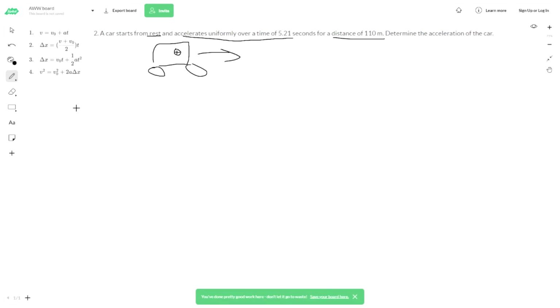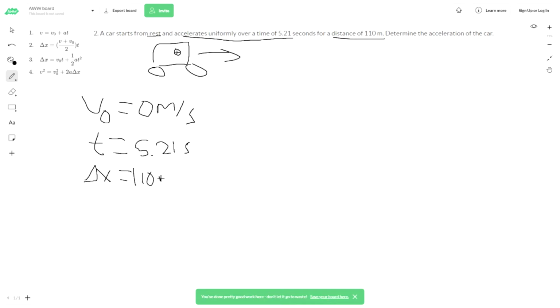So organizing our givens here, we have v0 equals 0 meters per second. We have time equals 5.21 seconds. And we have change in x equals 110 meters. And we're looking for the acceleration, so that is what we are solving for.